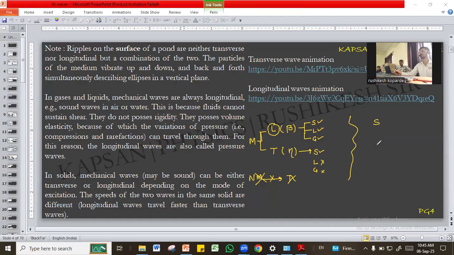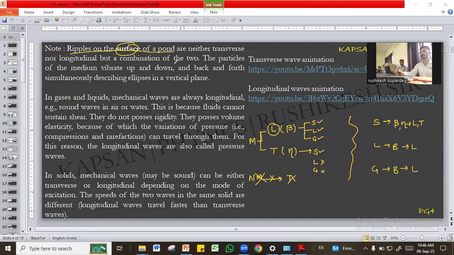Reverse analysis: solid, liquid, gas. Solid has both bulk modulus and modulus of rigidity, so it can sustain both longitudinal as well as transverse waves. Liquid has only bulk modulus, so it can sustain only longitudinal. Gas has only bulk modulus, so it can sustain only longitudinal. But if you read this statement, ripples on the surface of the pond, not inside the pond. They're not talking about liquid which is inside.